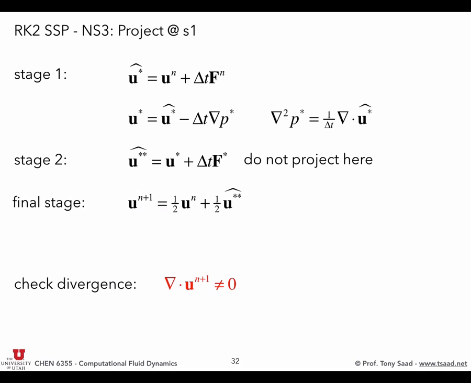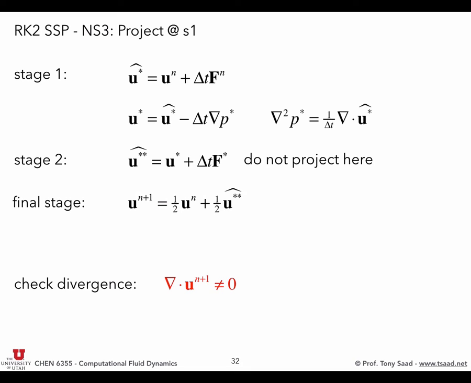Okay, what if you project only at the first stage? So u star, you do not project at u double star. You don't project at the final stage. Of course, you're not going to be divergence-free. Because div u n+1 is going to be div u n and div u double star. Div u double star is not divergence-free. Okay. Now, the problem here is that we have so many projections.